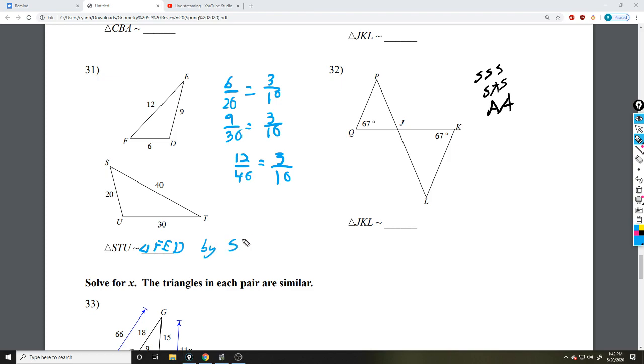By side, side, side similarity. Since all the sides line up. Okay, one more. We know angle K is congruent to angle Q. How do we know that? Because they're both 67 degrees. So they have to be congruent.